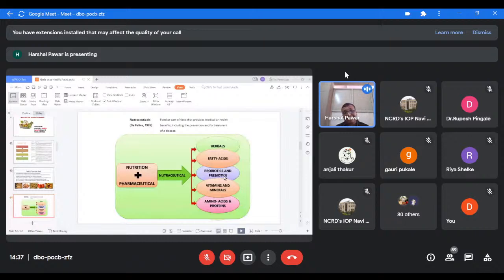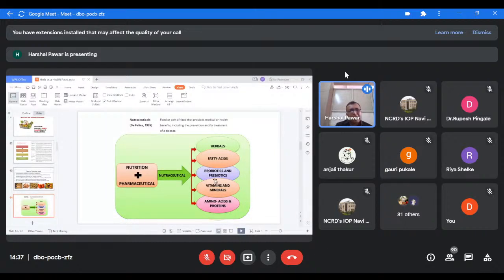No doubt, probiotics and prebiotics also have many other benefits apart from this, right? Then nutraceuticals also contain some vitamins and minerals which we are getting from the natural sources, and they are also fortified with amino acids and proteins, right? So many nutraceutical formulations which are present in the market contain either one, two, or some of these components from the categories which I have specified here.